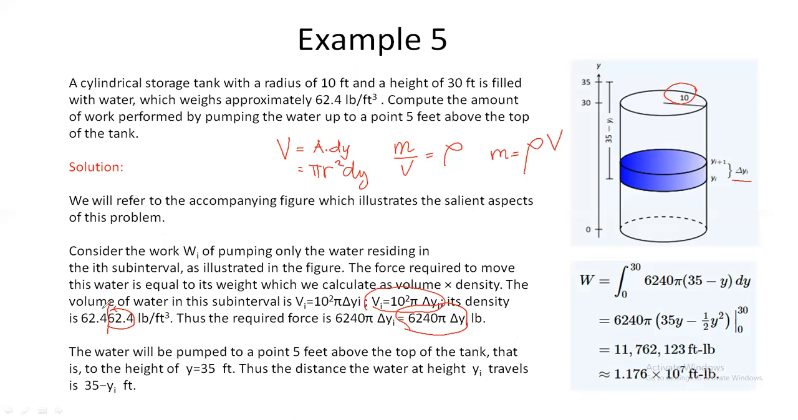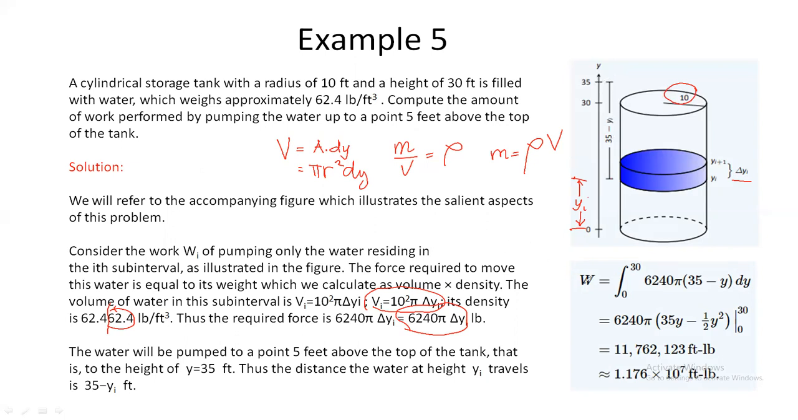The water will be pumped to 5 feet above the top of the tank, that is to the height of y equal to 35 feet. Thus, in terms of the distance, this particular differential volume of water is going to travel 35 minus yi, because yi is actually the distance of this differential volume of water from the bottom of the tank. So if this is y sub i, then this must be 35 minus y sub i.